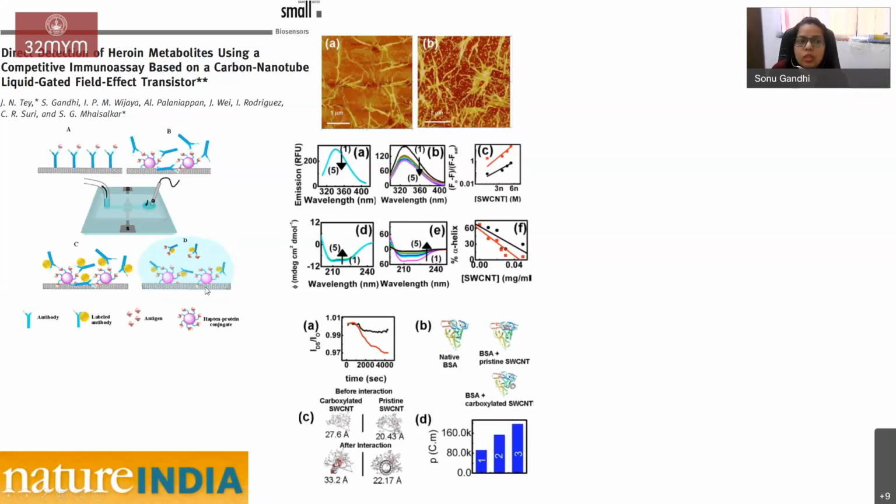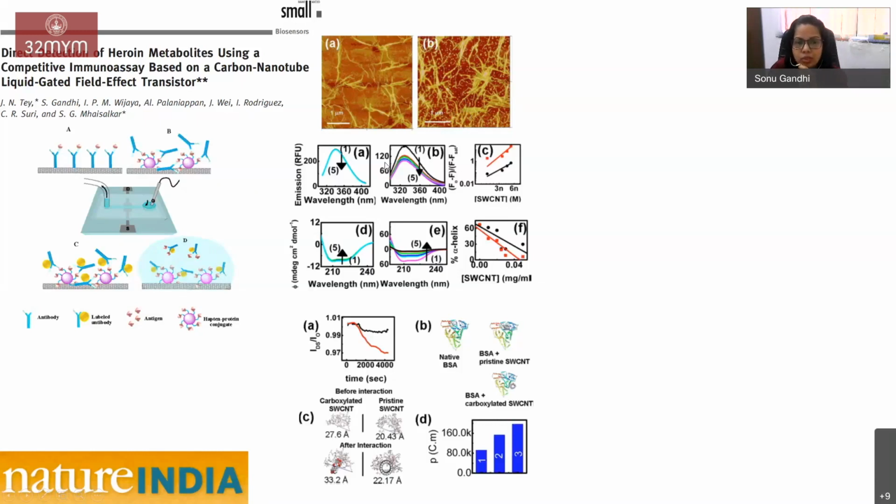Before doing all these analytical performance tests on the device, we did all the characterization by AFM before and after conjugation of the antibodies with the carbon nanotubes. So this is the carbon nanotubes and this is the antibodies immobilized on the PDMS device together with the carbon nanotubes.